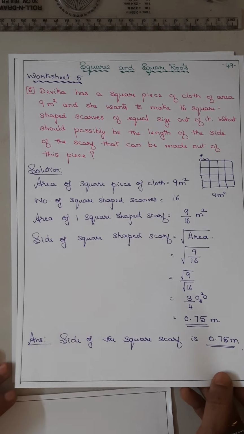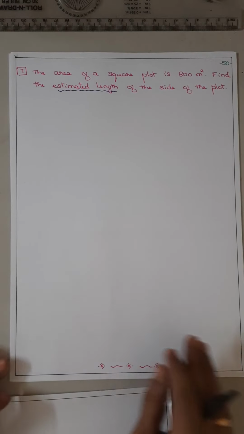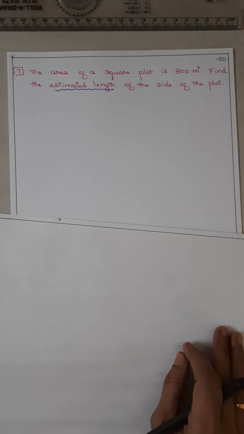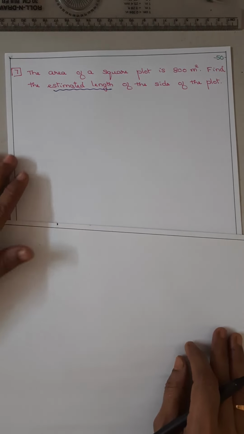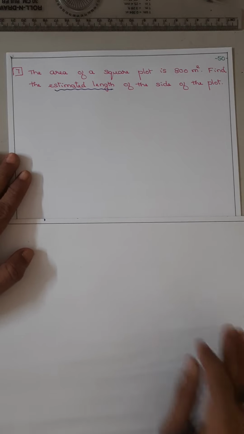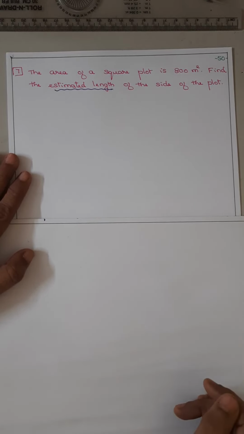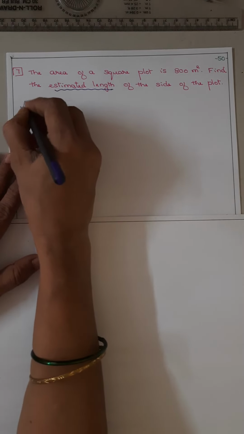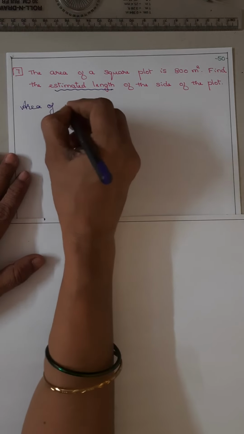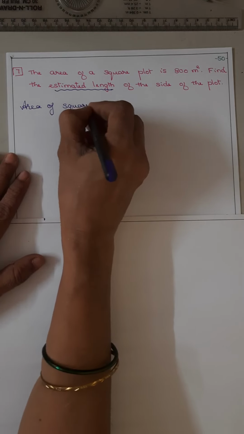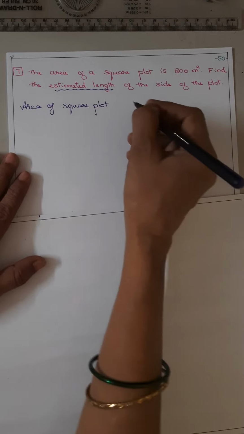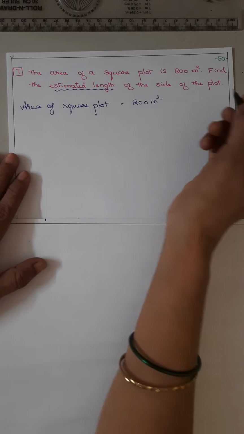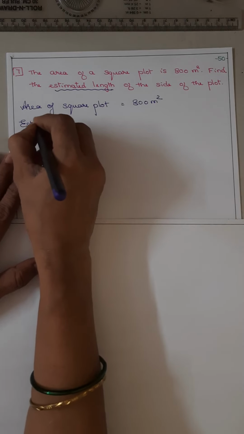Now coming to the last sum, that is question number 7. It is an estimation method. Area of the square plot is 800 meters square, find the estimated length of the side of the plot. So estimated length, that means estimation method. So first you will write area of a square plot is equal to 800 meters square.